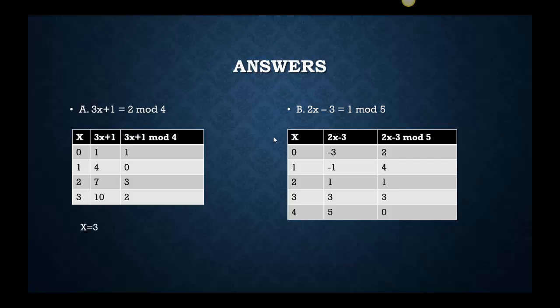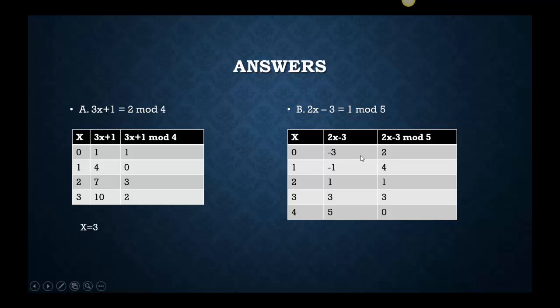All right, so let's pop over here to part B, where it says 2x minus 3 is equal to 1 mod 5. Okay, so B in mod 5 says I need to go up to 4 in my values of x. So you can see I did 0, 1, 2, 3, 4. And then once I have those, I'm going to do 2x minus 3. So I had negative 3, negative 1, positive 1, positive 3, positive 5. So those are my 2x minus 3 values. Once I did that, I need to say that mod 5.